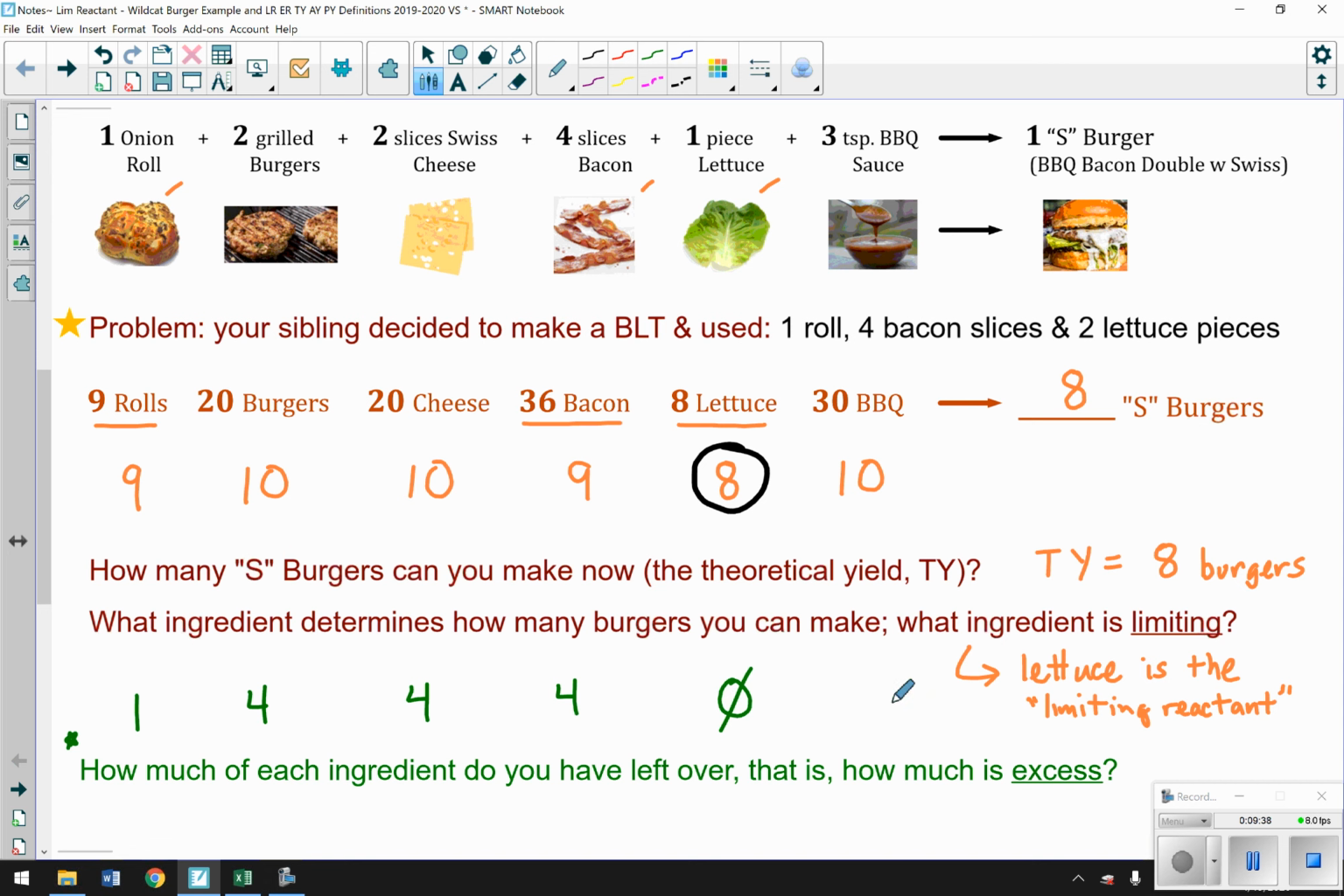Finally, let's look at the barbecue sauce. Okay, you're going to make 8 burgers. 8 burgers times 3 is 24. You're going to use 24 teaspoons, and so you will have 6 teaspoons of barbecue sauce left. So whereas for all the other ingredients that weren't limiting, you have some leftover. And those ingredients that have leftovers are going to be called the excess reactant, which is basically the opposite of the limiting reactant. Okay?